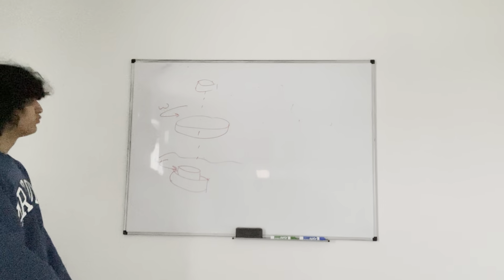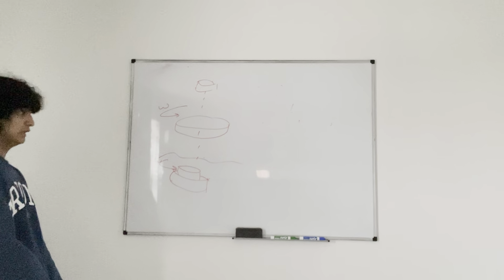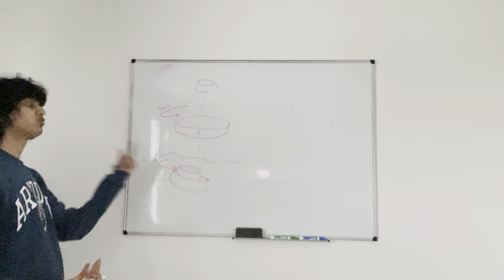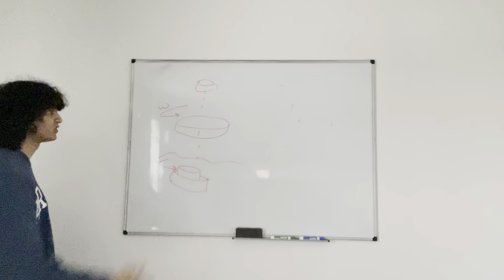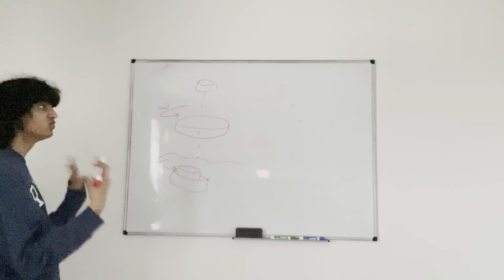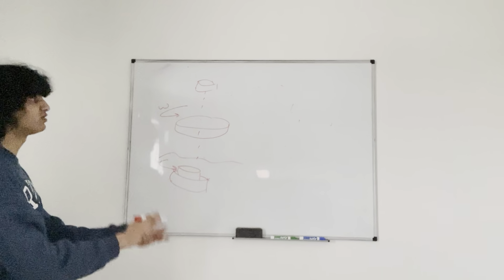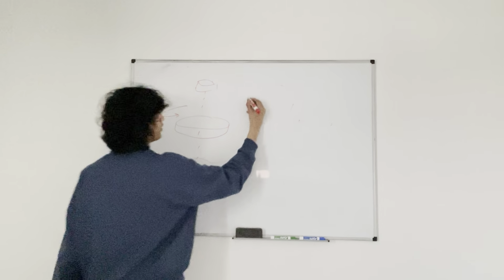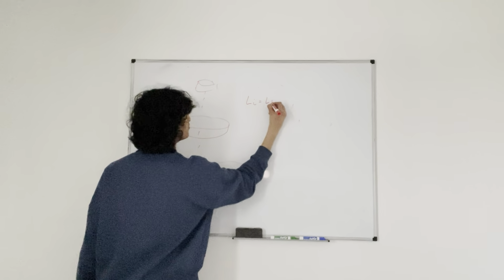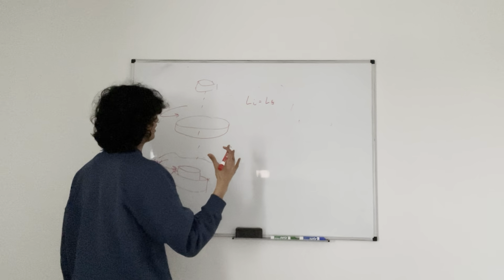If we want to figure out what the omega is, what is the rotational inertia of the small disk? What's the rotational inertia of the big disk? You would use conservation of angular momentum. We know L initial equals L final.